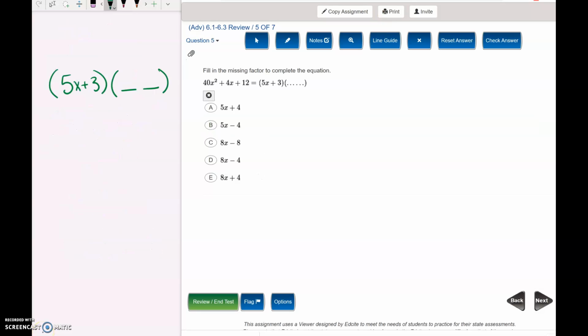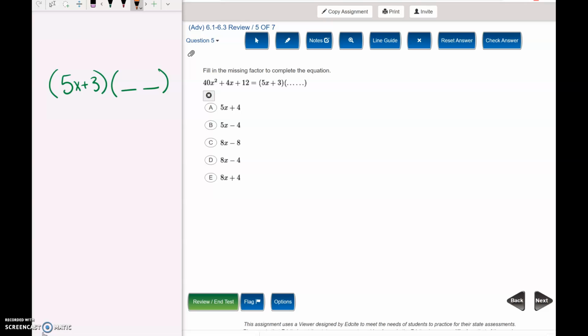Okay, this problem, if you try to factor it the way that I've taught you, I would factor out a 4 first, but notice that they didn't do that. So if we actually wanted to factor this entirely without using the answer choices to help us, we'd have to do 40 times 12, which is 480. We'd have to find two numbers that multiply to give us 480 and add up to 4. That doesn't sound like a whole lot of fun. So I'm going to use more of a guess and check method using my answer choices to help me.